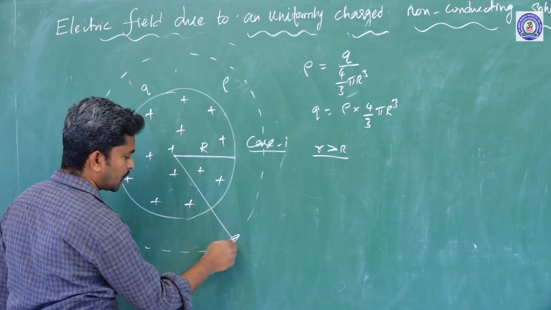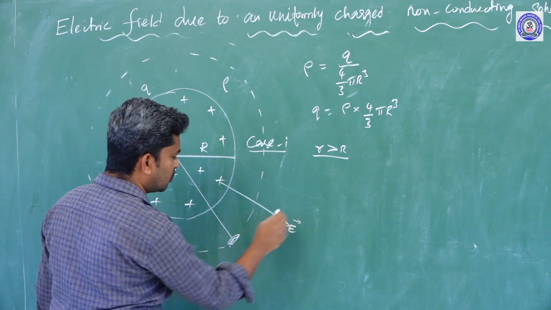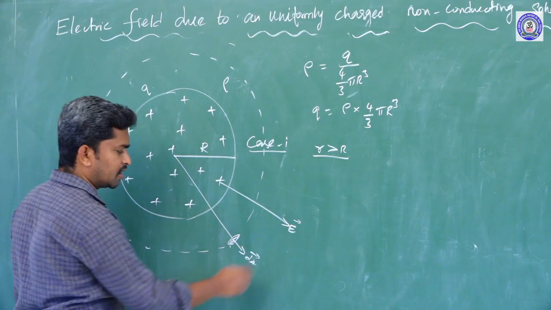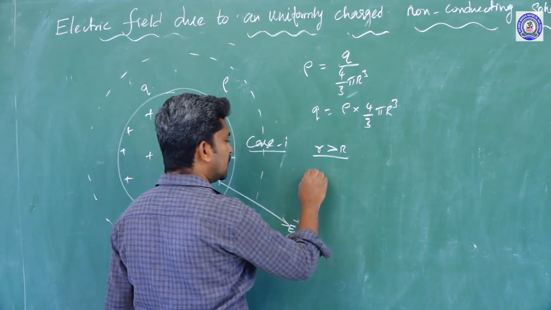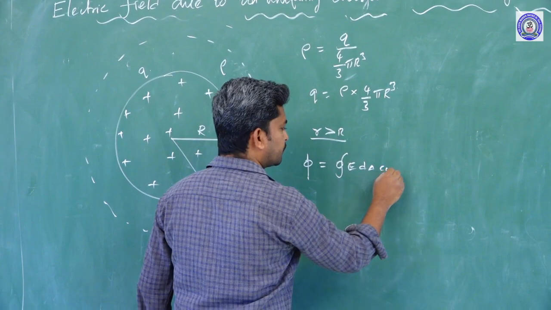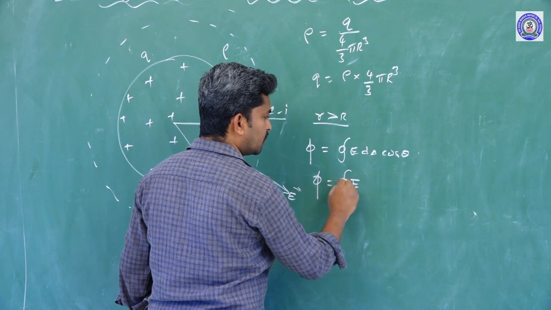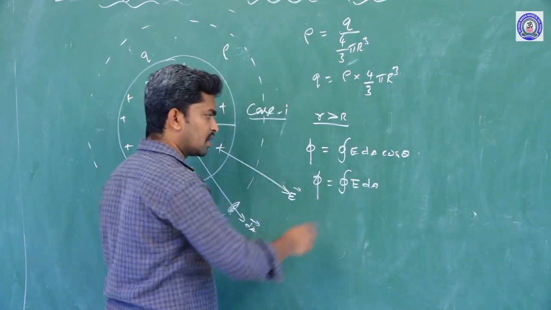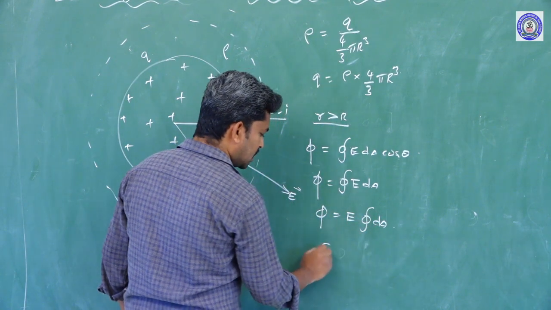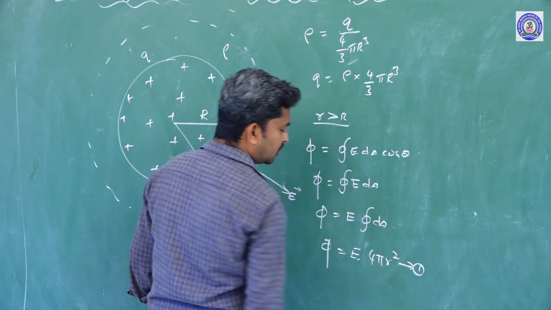For the positively charged body, the electric field is in the radially outward direction, you know well. As usual, the dA vector is along the direction of the electric field. So, the net electric flux produced by the sphere is the closed surface integral of E dA cos theta. So, phi is equal to the closed surface integral of E dA, the theta value is 0, so cos 0 is equal to 1. So, phi is equal to E times the surface integral of dA. So, phi is equal to E into 4 pi r square. This is equation number 1.